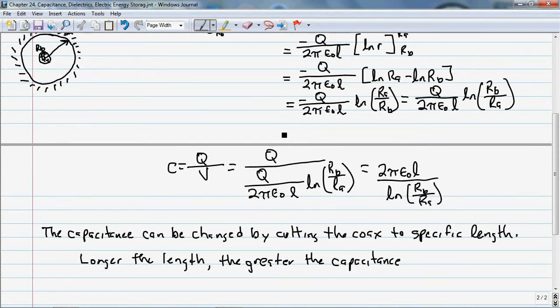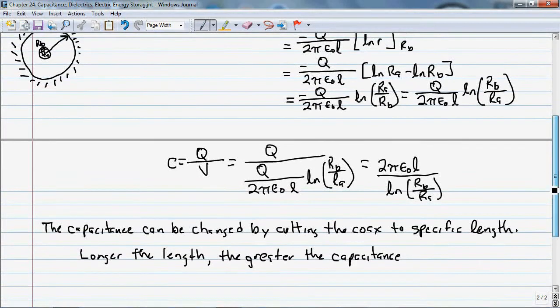So this is a unique feature of a coaxial cable that makes it very useful in radios and radio transmitters, especially high power radio transmitters. This idea of being able to change the capacitance by changing the length of a coax is a very nice feature that you can use to your benefit.